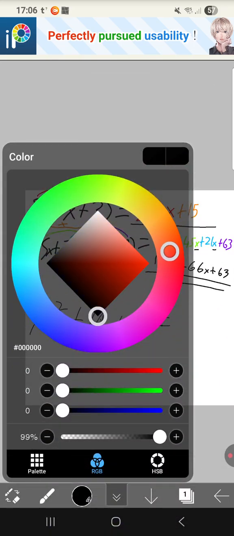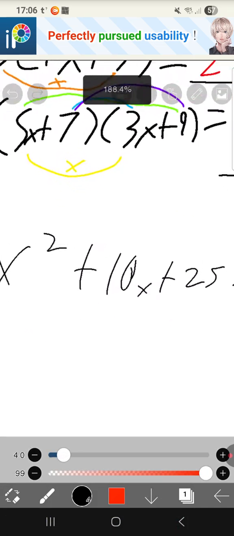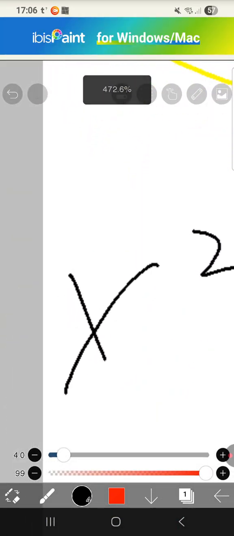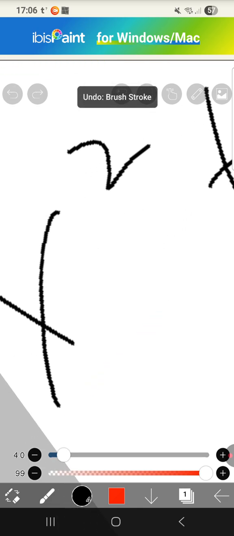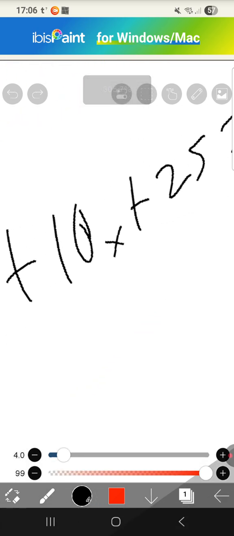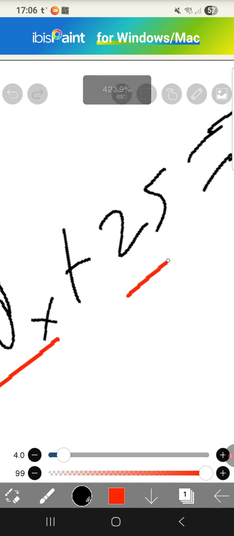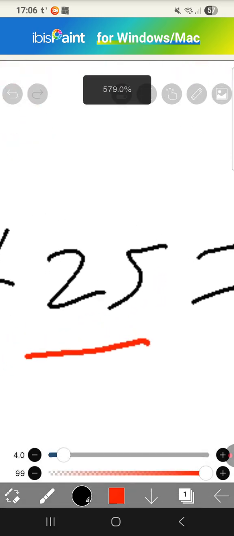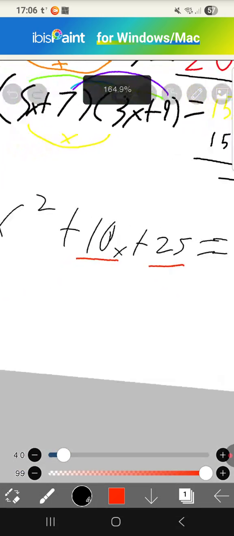Now we can move on to something a bit more complex, such as factorising. If it's just a singular x like this, it's typically a lot easier, which is what they'll probably start you with. First, you have to find something which times to 25 and adds to 10.